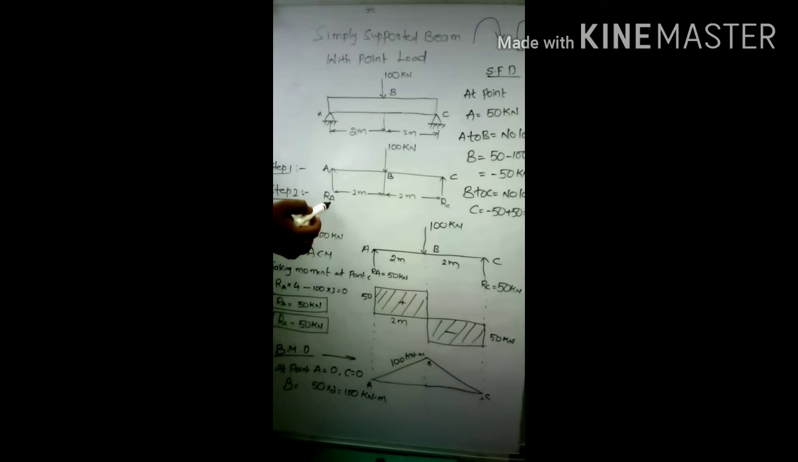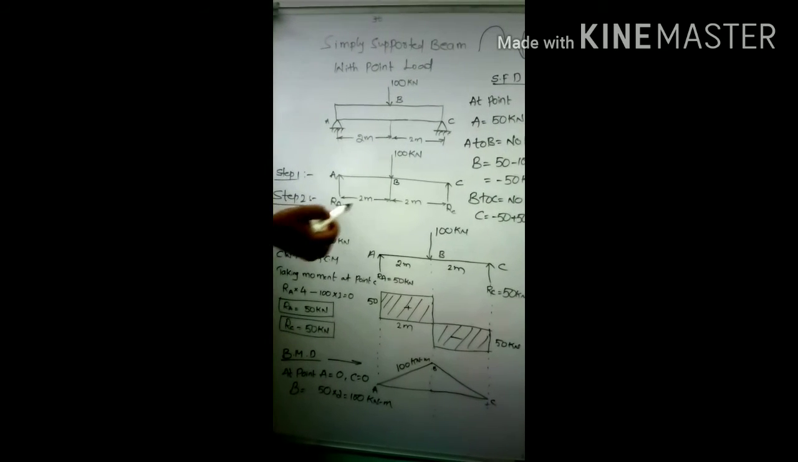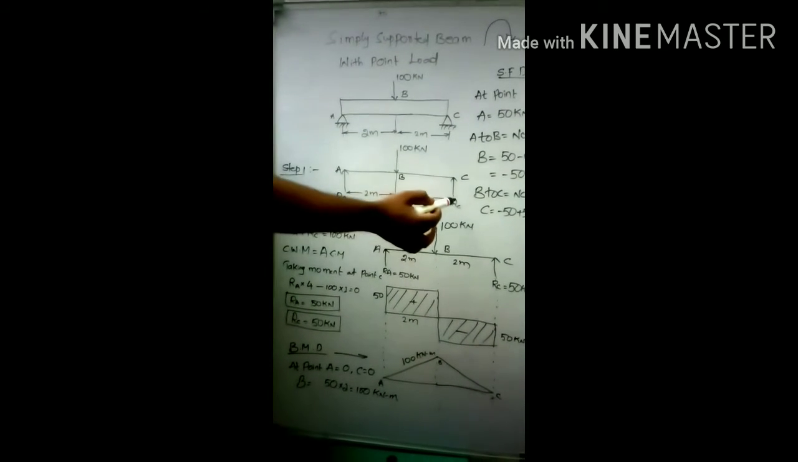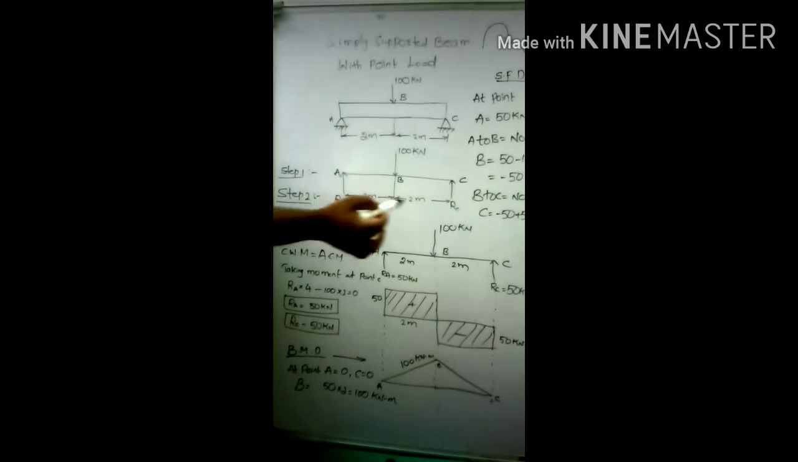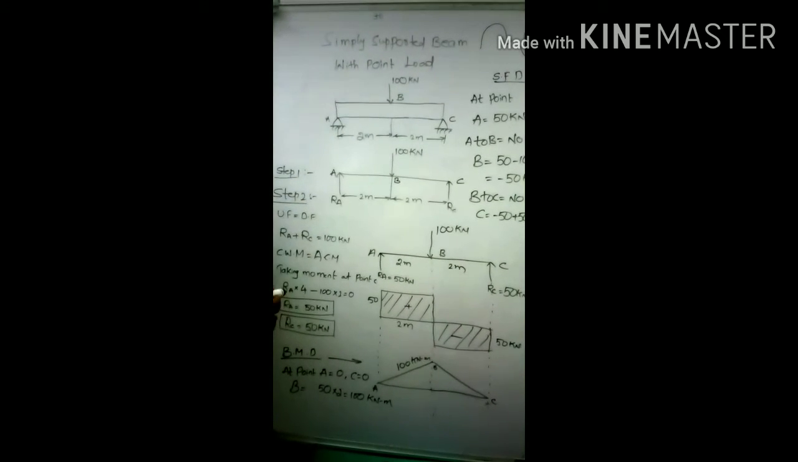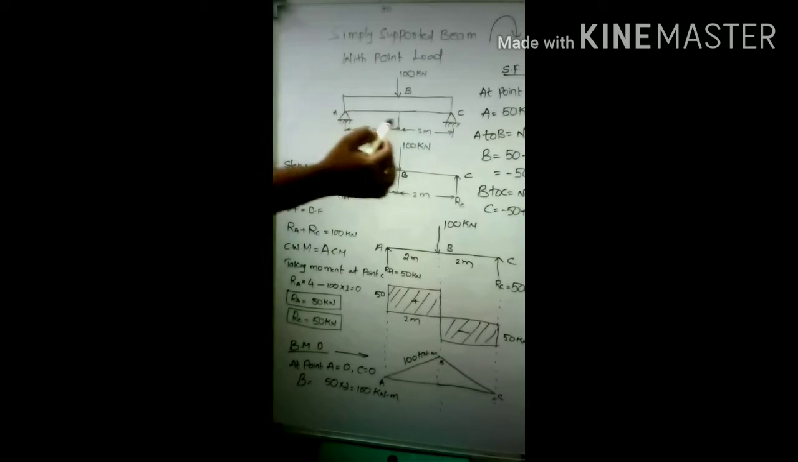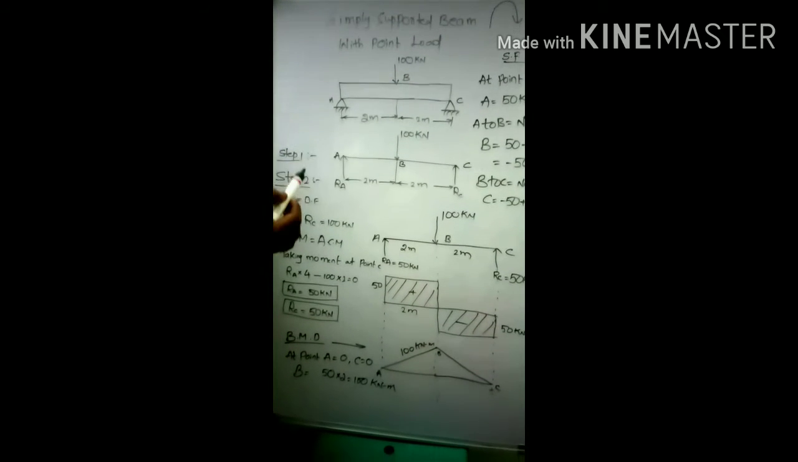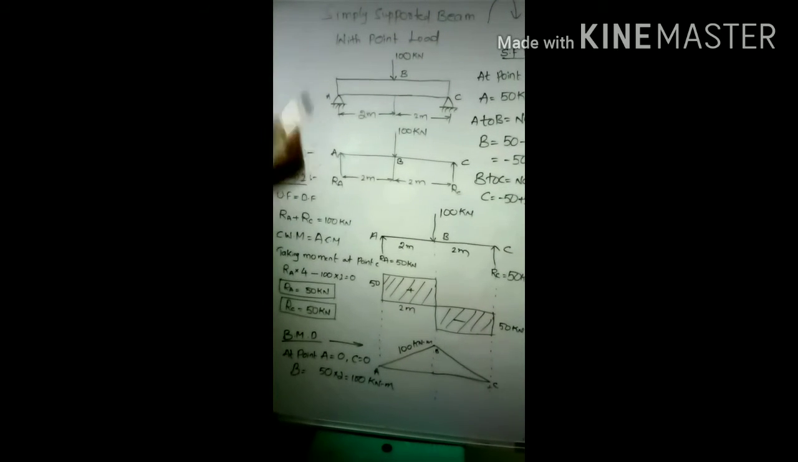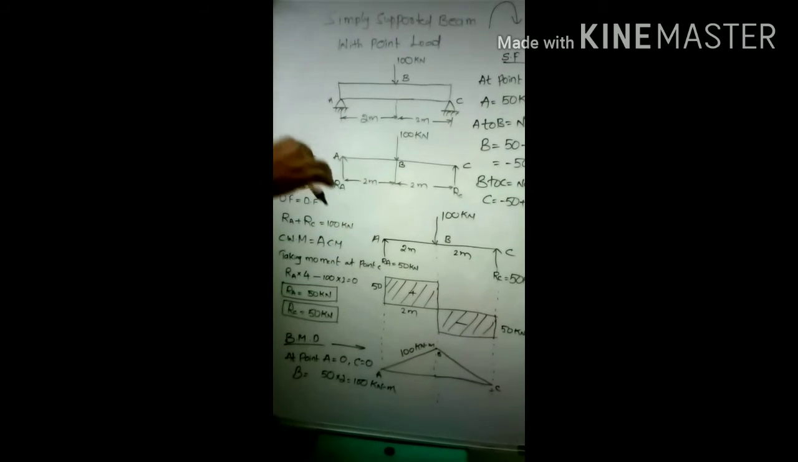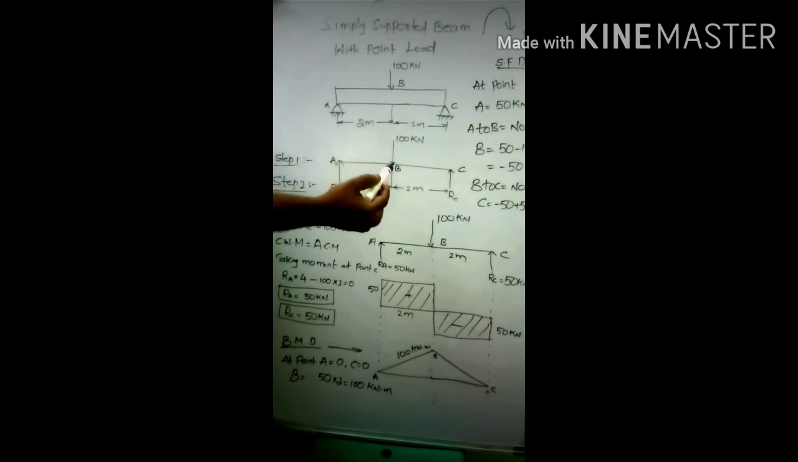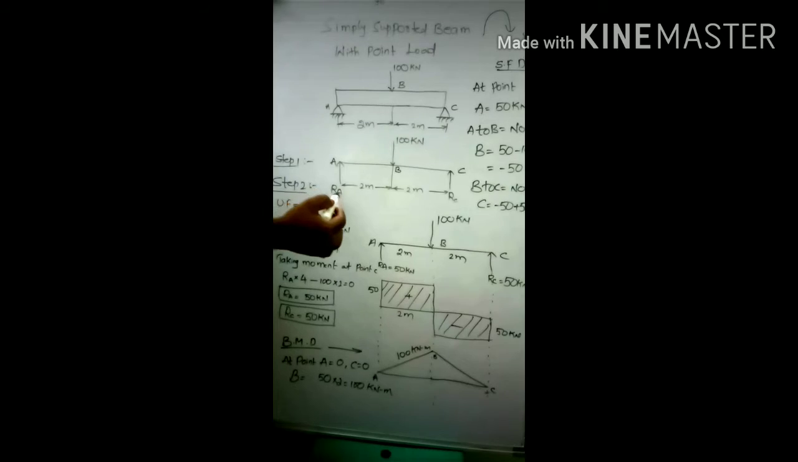So RA into, with respect to point C, that means RA into the total distance, which is 4 meters. So RA into 4. That is clockwise. So clockwise you have to consider positive, anti-clockwise negative. Here I am considering clockwise as positive and anti-clockwise as negative. So clockwise moment and anti-clockwise moment. Clockwise, RA into total distance 4. Force into perpendicular distance, that is moment.